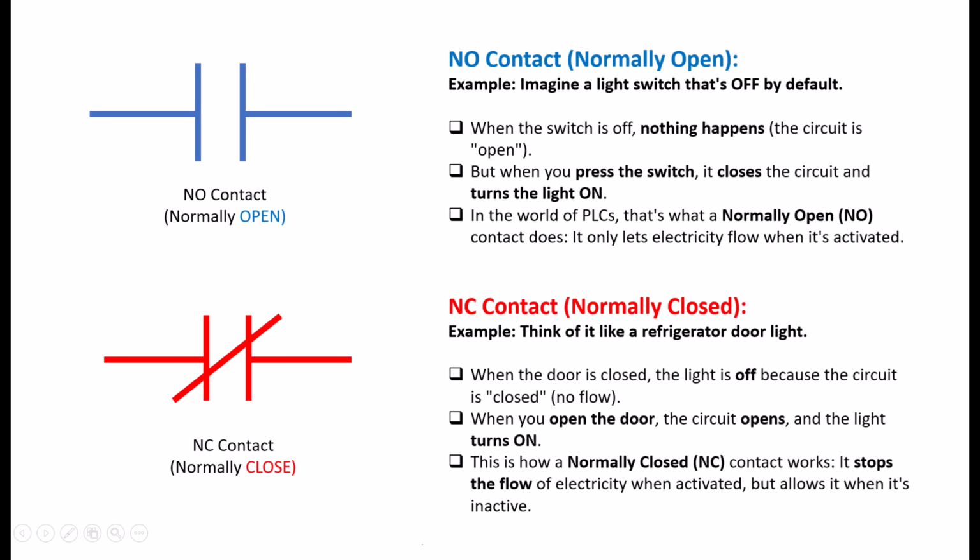By default, they let electricity pass through when they are inactive, but when they're activated, they stop the flow. So think of NC contacts as an automatic switch that works without you having to manually open or close it. It's like a safety mechanism, always allowing current to flow unless told otherwise. This is useful in systems where you want to ensure something remains on unless it's intentionally switched off, like emergency stop buttons or fail-safe conditions.